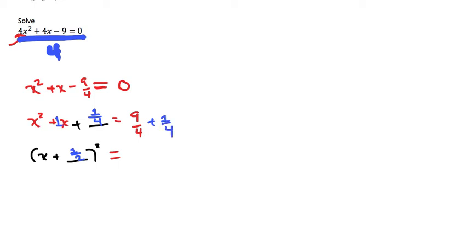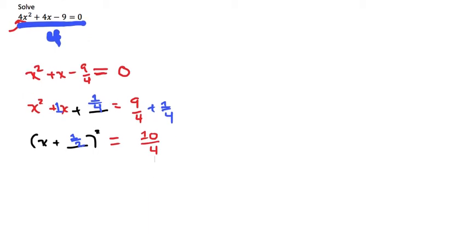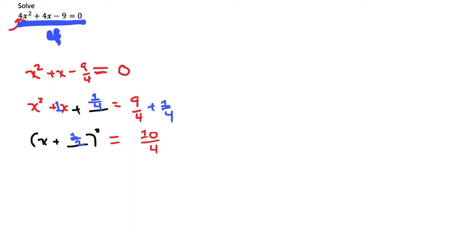And now we can get back to solving. 9/4 plus 1/4 is going to be 10/4, which does reduce down to 5/2. But I'm not going to reduce it down just yet. You'll see why in just a minute. Now that I take the square root of both sides, I'm going to get x plus 1/2. That's equal to plus or minus the square root of 10/4.